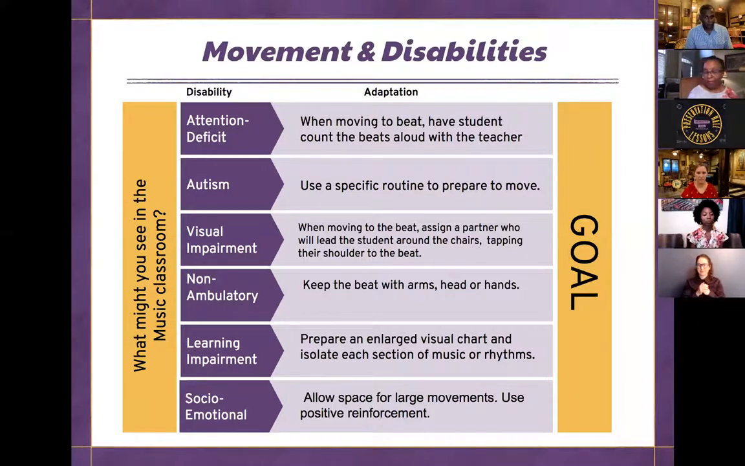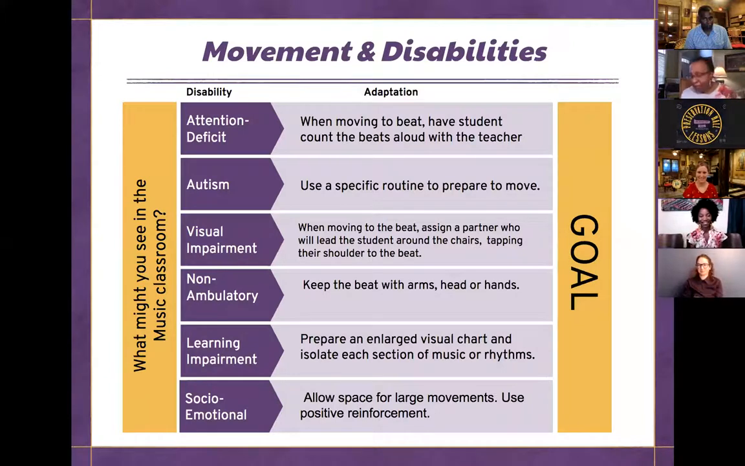For students who have visual impairment, you want to pair them with another student so that they can get around the classroom chairs, and you can better assist them with another student. The student can say, okay, if you want, you can tap the shoulders. The students can make that decision. Dr. Lively, you can chime in at any point, because I don't want to monopolize this particular slide.